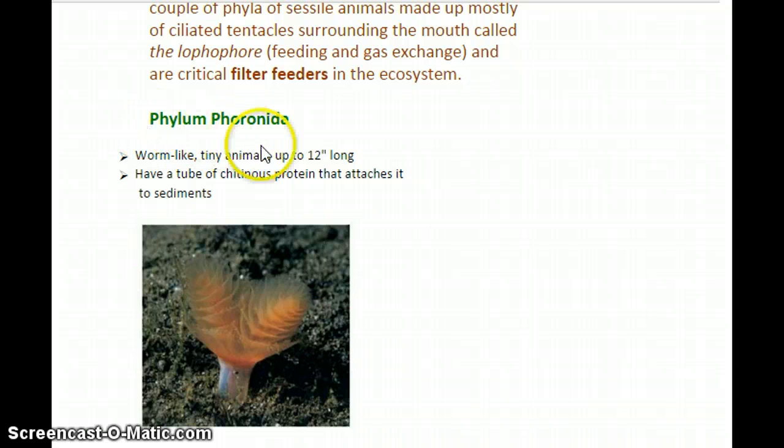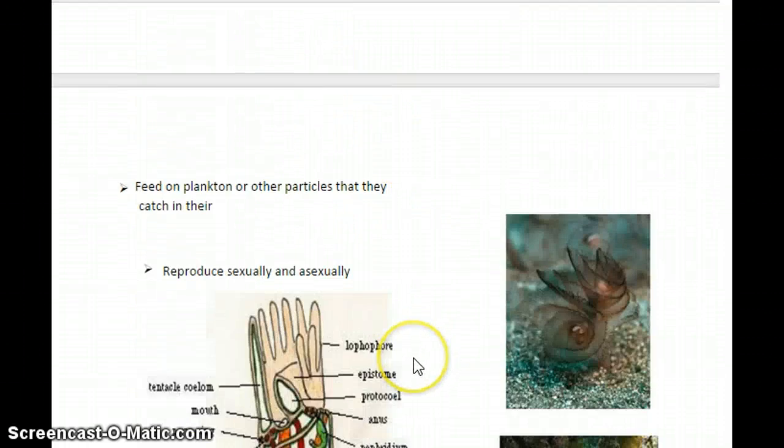Here's members of phylum Phoronida. These guys almost look like little Christmas trees. That's their lophophore, or their feeding appendage that sticks out. So they almost look like feathers. And again, they're used for filter feeding. These guys can be up to a foot long. They can have a kind of protein exoskeleton that helps it attach into the sediment.